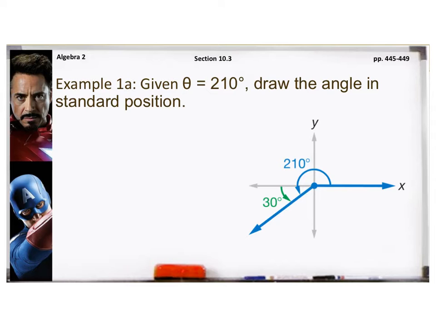Given theta is 210, draw the angle in standard position. There you have it, it's already done for you. Okay, 210. I know that this right there is 180. I need an additional 30 to make this 210.